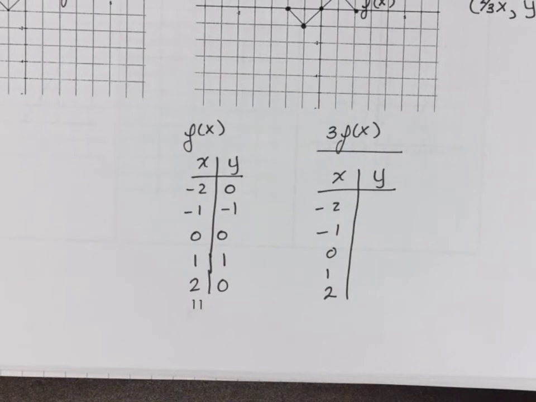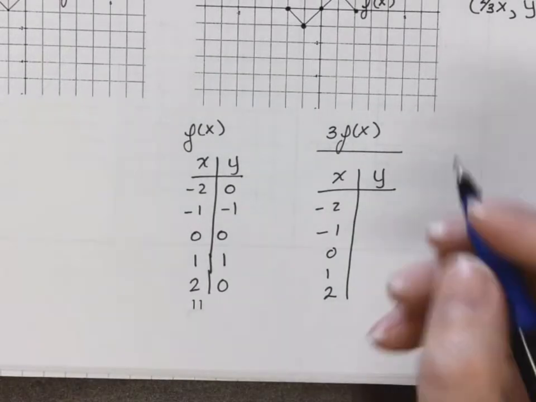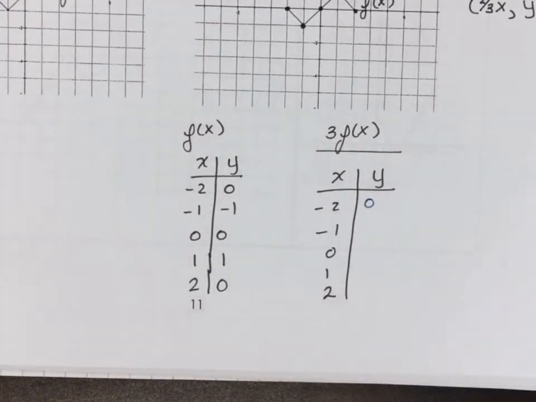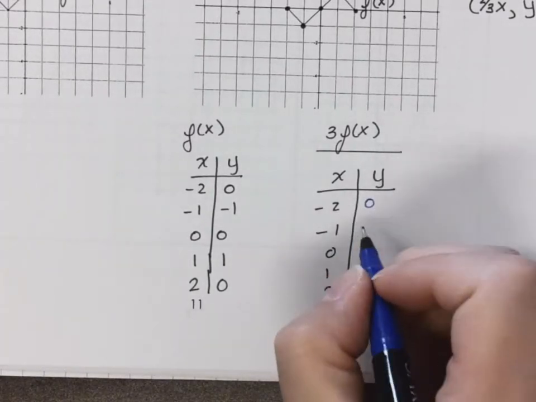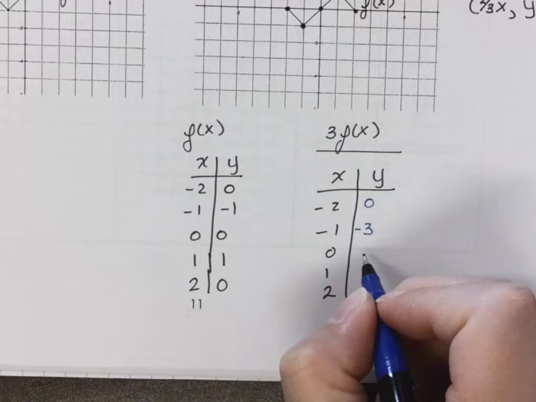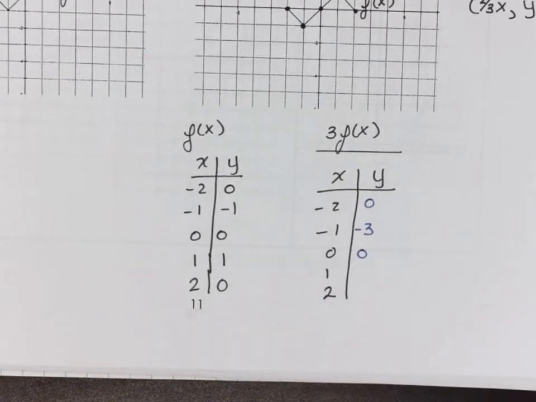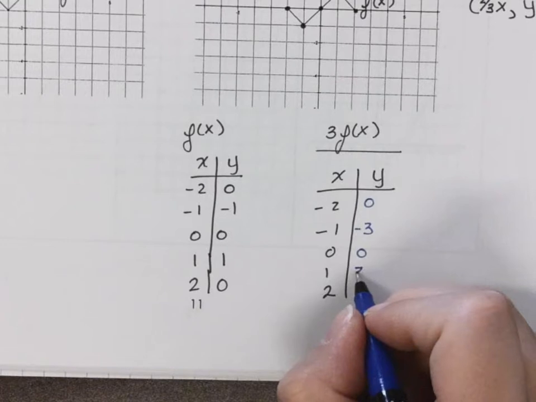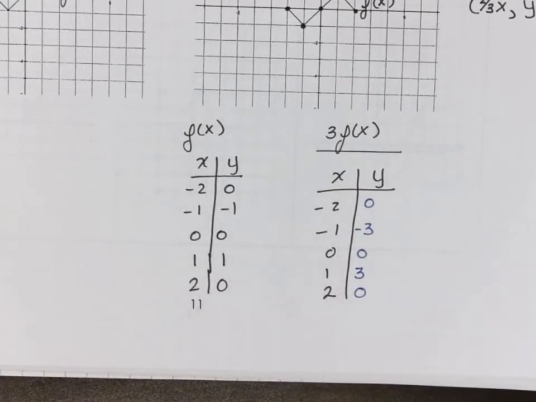Now let's see if I can not screw up this table. 0 times 3 is still 0. -1 times 3 is -3. That's still 0. And this will be a +3, and that'll be 0. Okay? So all I did was take my y values and times them by 3. That was the only thing I changed.